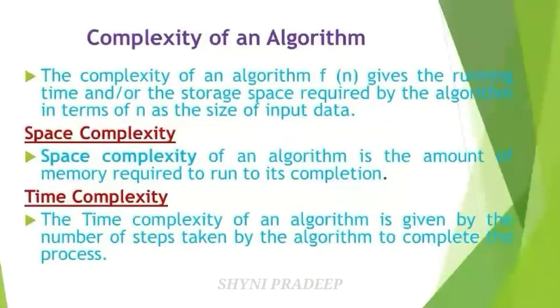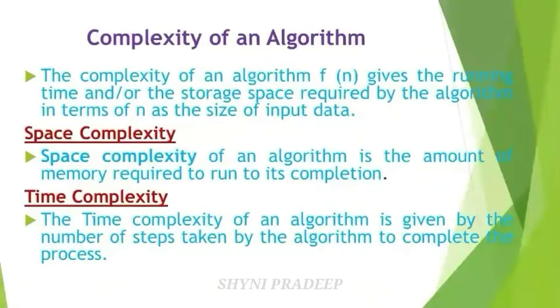Next topic, complexity of an algorithm. What do you mean by complexity of an algorithm? The complexity of an algorithm is defined as f of n. The faster algorithm is considered to be the better algorithm. So the algorithm which takes the least amount of time and takes less memory space is considered a better algorithm.